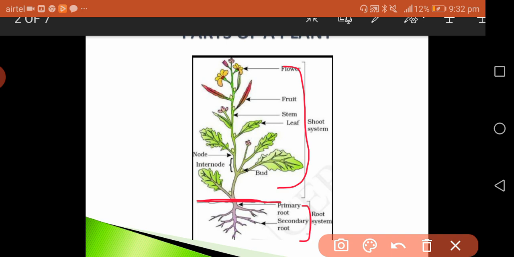So what you can see in the picture, you can see flower, fruit, stem, leaf. These all come in the shoot system. So we'll discuss these parts of a plant one by one. So let's start with the root.